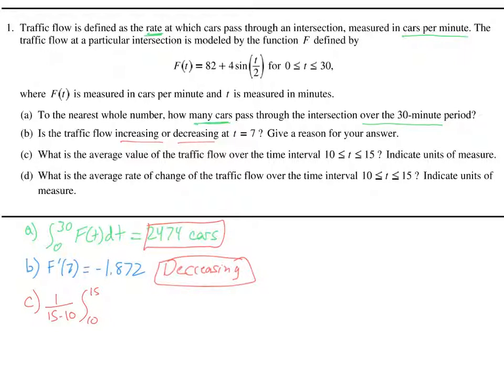And what function are we averaging? Are we averaging the derivative of f or f? We're averaging the average value of traffic flow, and traffic flow is f. So could I just simply put f of t right here?